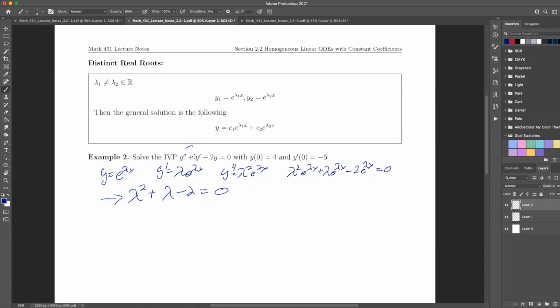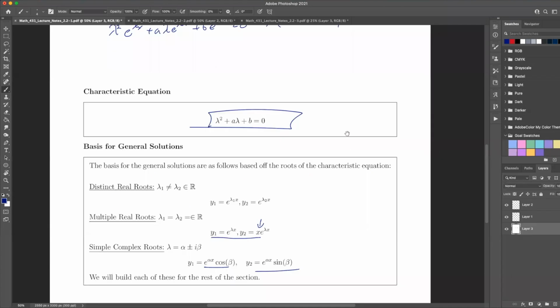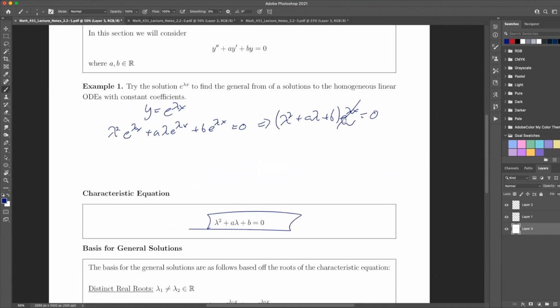So that's where we get the characteristic equation. You just plug in, we get y prime, y double prime. I want to solve this equation. E to the lambda x cannot equal 0. So lambda squared plus lambda minus 2 must equal 0. Same reason for this. When I factor it out, this can't equal 0, so this must equal 0.